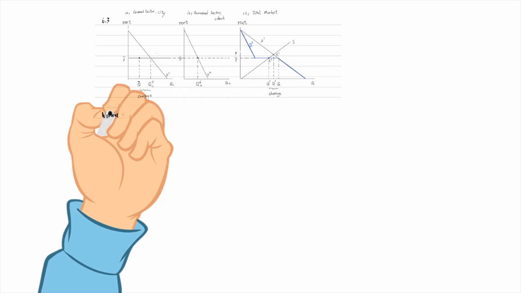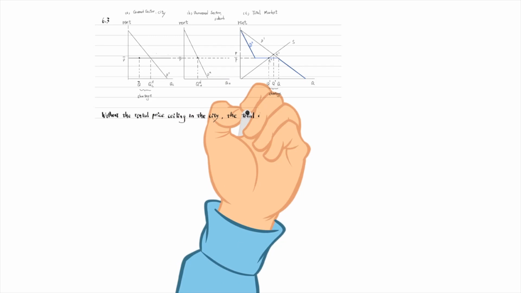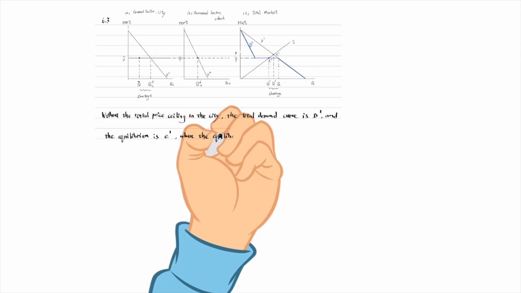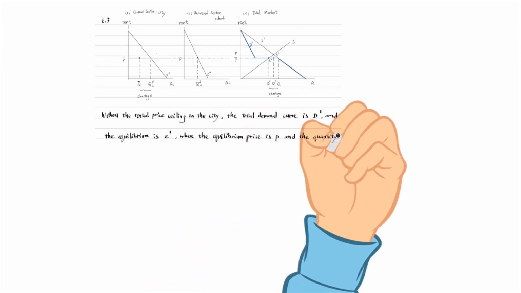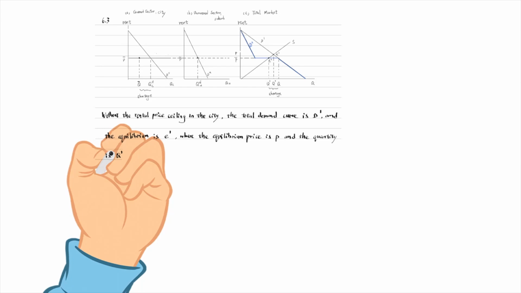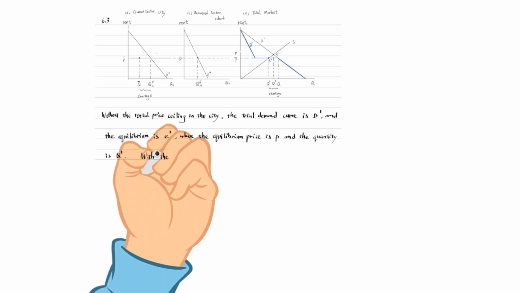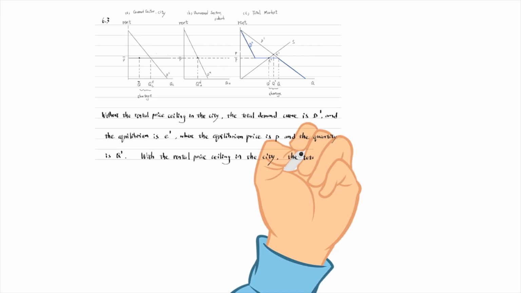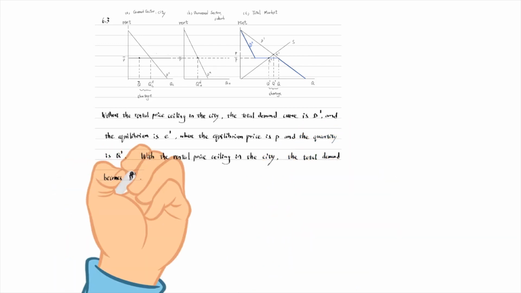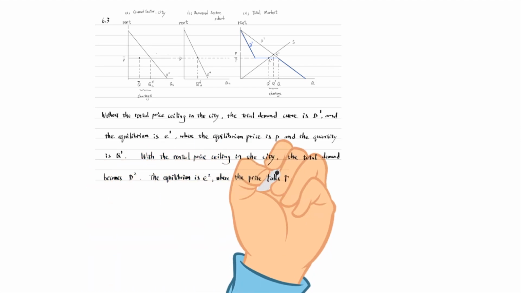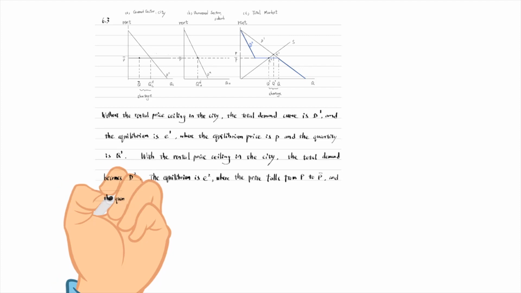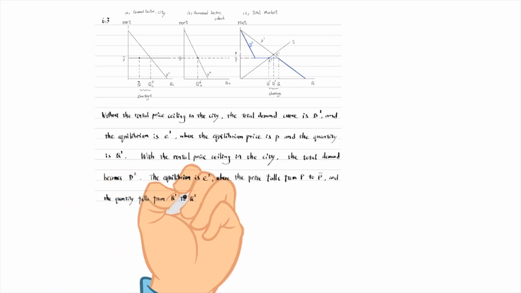Without the rental price ceiling in the city, the total demand curve is D1, and the market equilibrium is E1, where the equilibrium price is P and the quantity is Q1. With the rental price ceiling in the city, the total demand curve becomes D2 with two kinks. The new equilibrium is E2, where the equilibrium rental price falls from P to P bar, and the number of apartments in the total metropolitan area falls from Q1 to Q2.